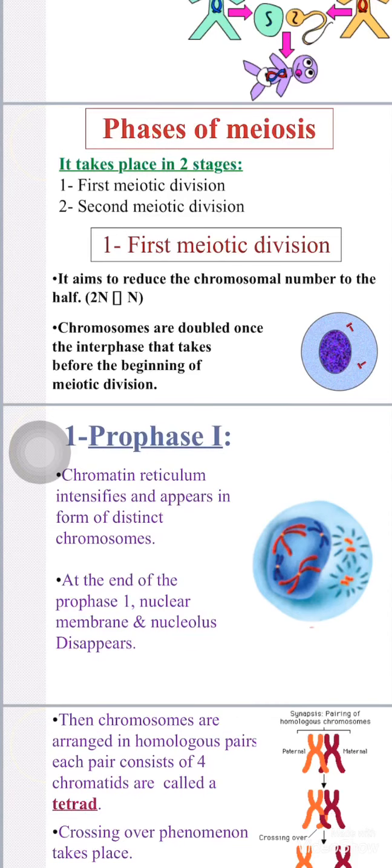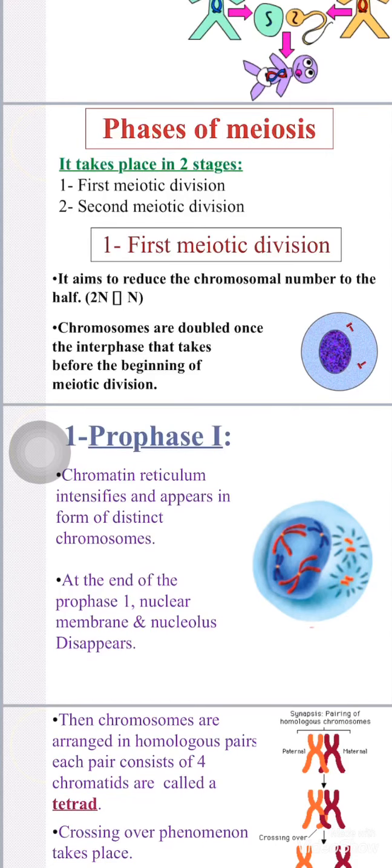Chromosomes are doubled once in the interphase that takes place before the beginning of meiotic division. Yes, as I said. Now let's start phase number 1 in the first meiotic division. We will call the phases of the first meiotic prophase, metaphase, anaphase, telophase, the same as in mitosis, but here we have to put 1. Prophase 1, metaphase 1, anaphase 1, telophase 1. Why? Because the meiosis has two stages: first meiotic and second meiotic. So we need to say 1 or 2 after the name of each stage, so you will know which stage you are talking about. Is it the first meiotic or the second meiotic?